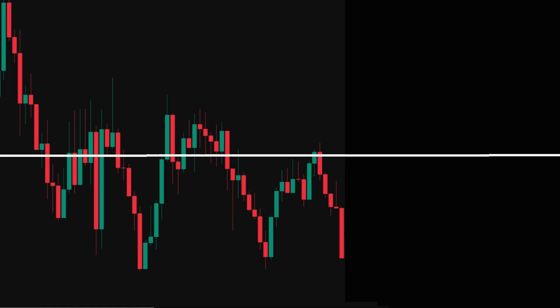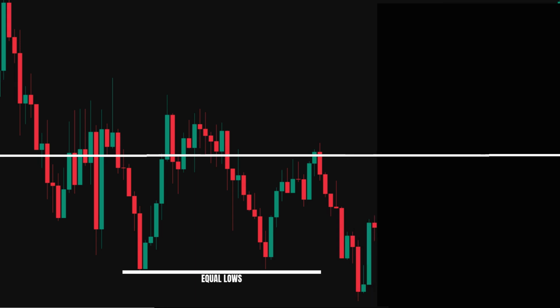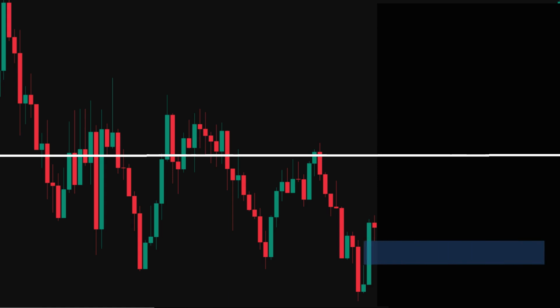You identify a sell-side liquidity pool, a swing low, equal lows, somewhere retail longs have their stops sitting. Price sweeps that liquidity, dips below the swing low, triggers the stops, then a strong displacement candle fires back upward. That is your sweep confirmed. That displacement candle created a fair value gap. You draw it. You wait for price to retrace back into the gap.